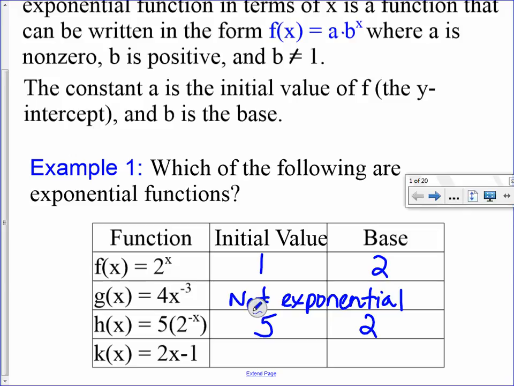Okay, and then our last one is k of x, which equals 2x minus 1. This is not exponential. This would actually be a linear function. But again, we'll just put not exponential.